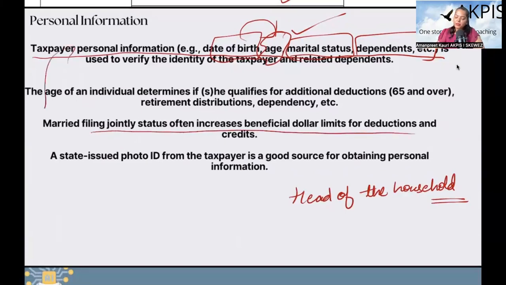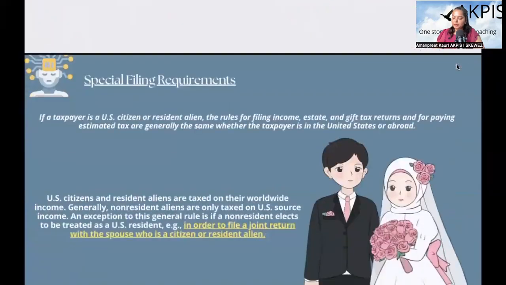And how can you procure all this information? From a state issued photo ID, you can have all this information. It's a good source of obtaining personal information as well.